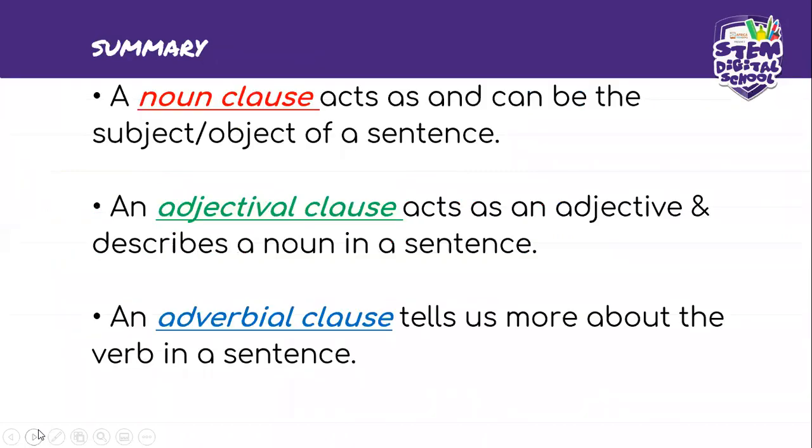Let us go through the summary quickly. A noun clause acts as a noun and it can be the subject or the object of a sentence. An adjectival clause acts as an adjective and it describes a noun in a sentence. An adverbial clause tells us more about the verb in a sentence. So that is what we need to know, and now that we know all these, we can start.